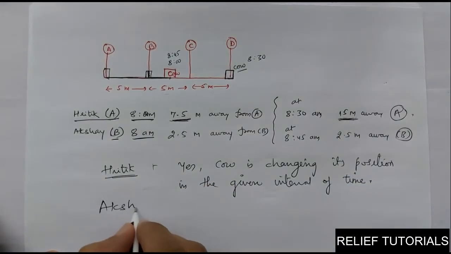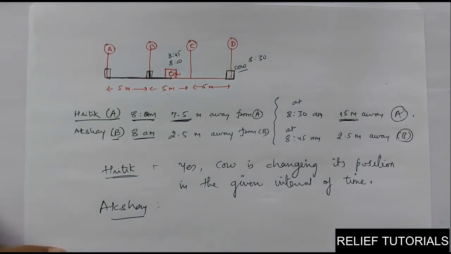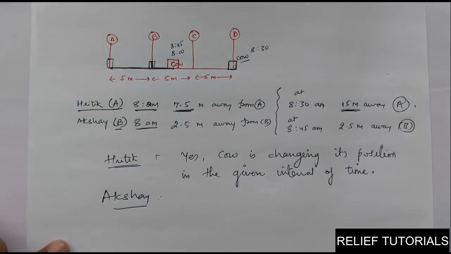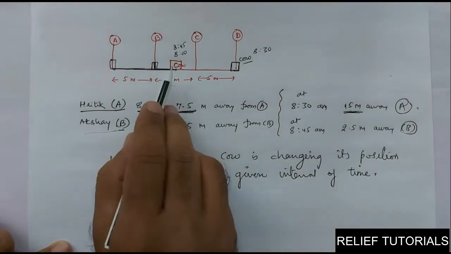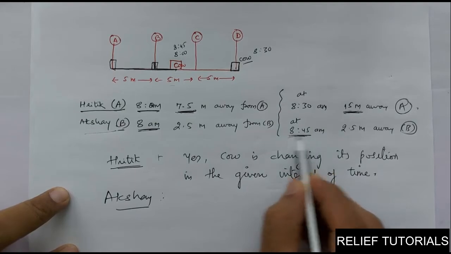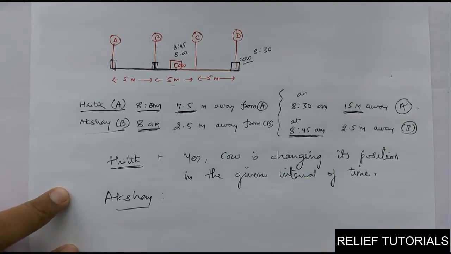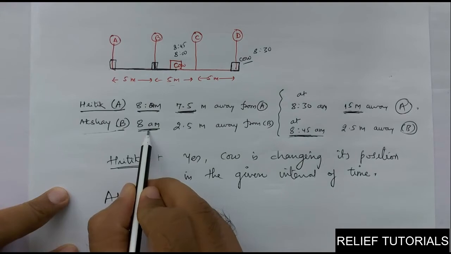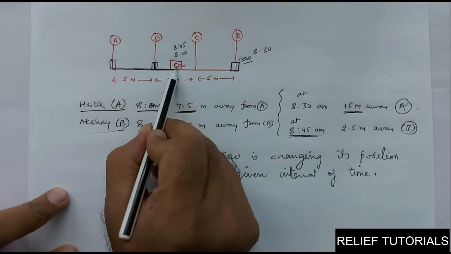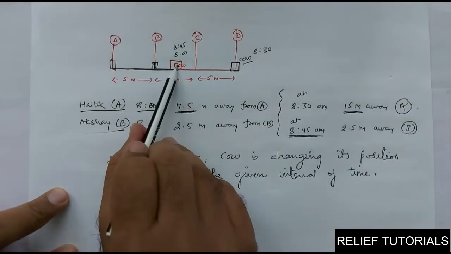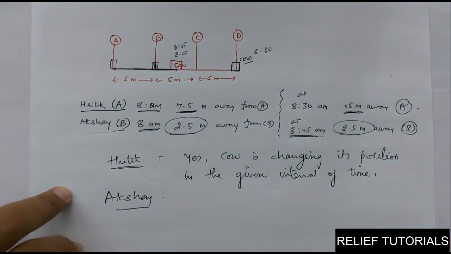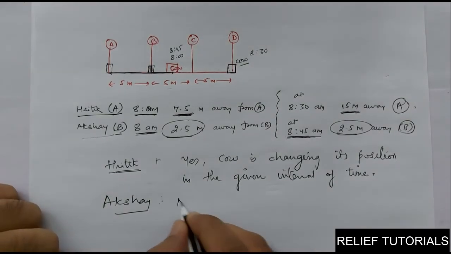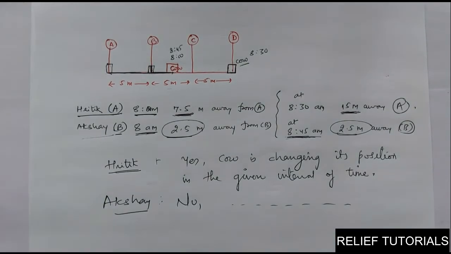Now I have asked Akshay what he has observed: is the cow changing its position according to his observation? Akshay will feel that at 8 am the cow was here, and at 8:45, because he has taken the observation at 8:45, the cow was at the same position. So he has seen the same position of the cow. What will Akshay answer me? No, the cow is not changing its position in this given interval of time.